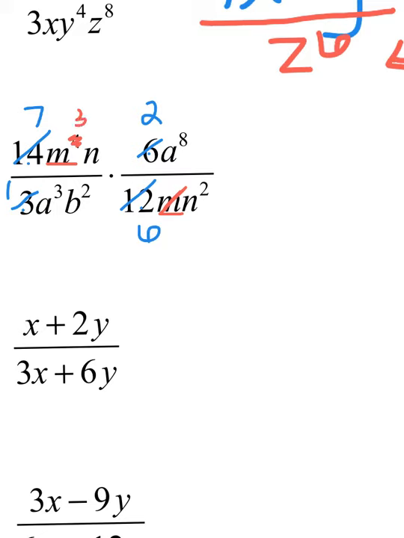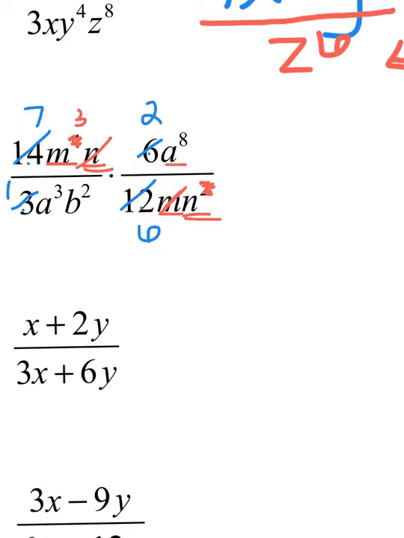My n's, I have an n up here and an n squared down here. So if I reduce those, I'm going to lose this one, and then down here I'm going to lose one of those two. So I'm left with just a single n. Okay.